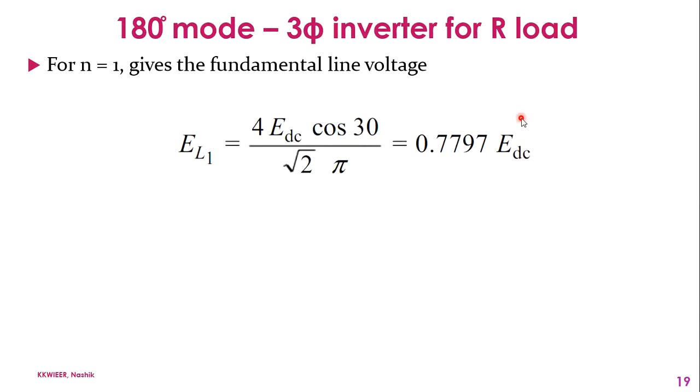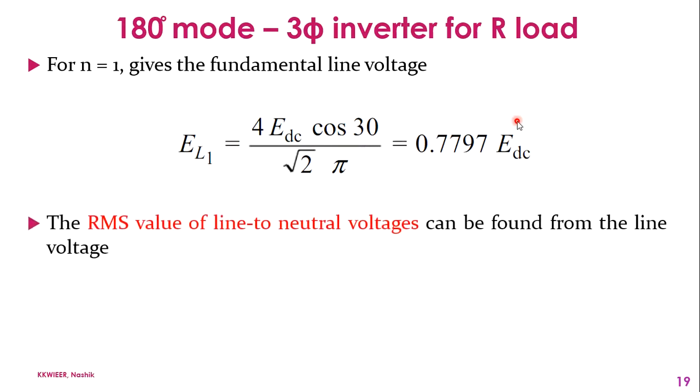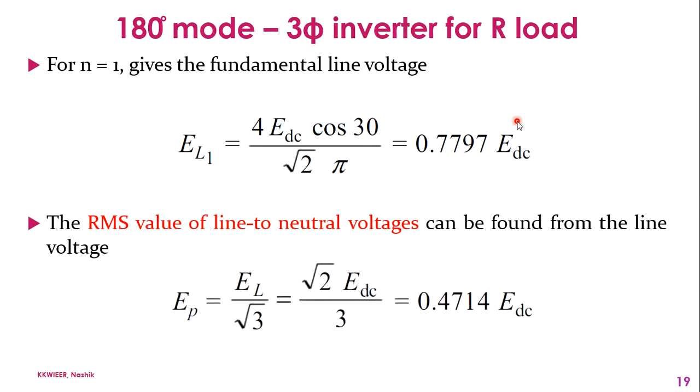This is the value of fundamental line voltage, and the RMS value of line to neutral voltage can be found from the line voltage as EL by root 3, which is equal to root 2 EDC by 3. Again solving this, we will get 0.4714 EDC. So this is all about the 180 degree mode of a 3-phase inverter for the resistive load.